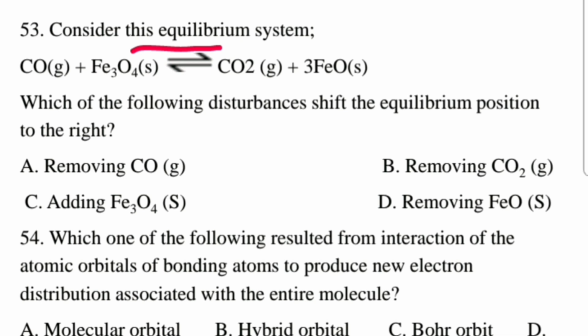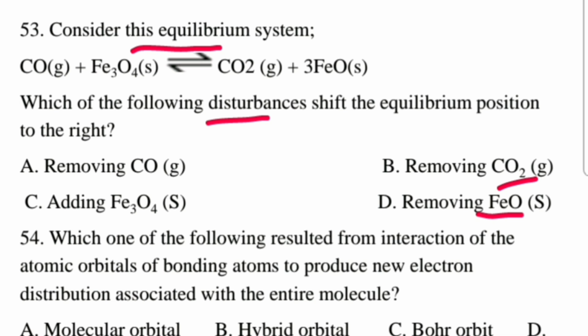According to this equilibrium system, which of the following disturbances shifts the equilibrium position to the right? A, removing carbon monoxide. B, removing carbon dioxide. C, adding Fe3O4, iron oxide. D, removing iron oxide. The equilibrium position shifts when there is a disturbance.